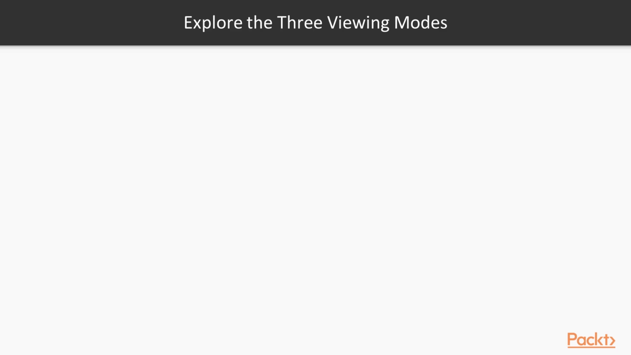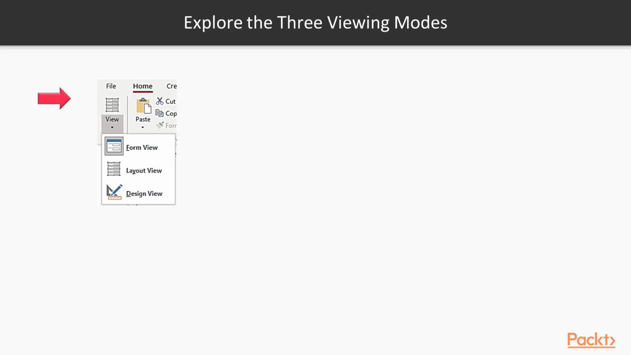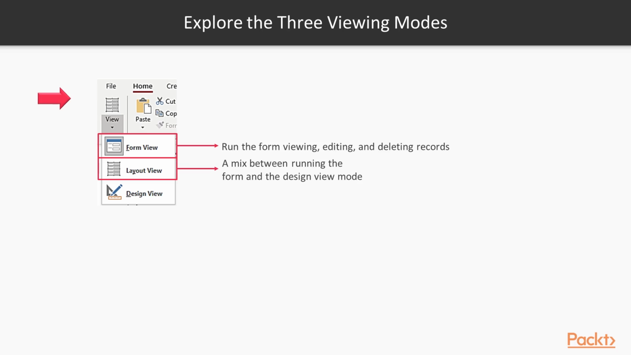There are three viewing modes for a form. Form View, which opens and runs the form in its full glory, allowing the records to be viewed, edited and even deleted, subject to the form's setting and their properties. The Layout View, which is a mix between the Form View and the Design View, and provides the ability to carry out both basic tasks of the form's settings, properties, as well as manage and preview the data.